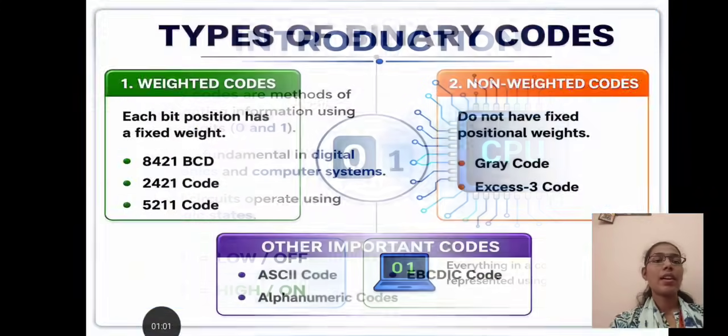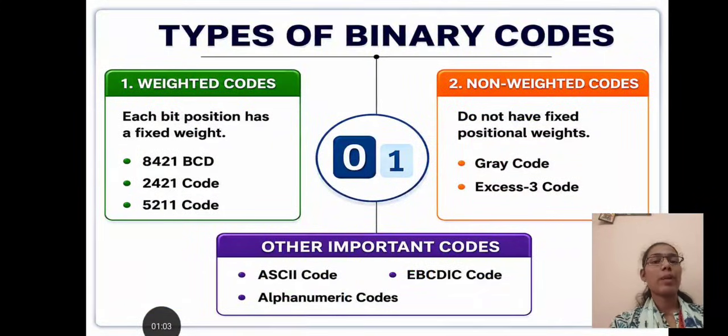Next, types of binary codes. There are two types: weighted codes and non-weighted codes. A weighted code means each bit position has a fixed weight. Non-weighted codes do not have fixed positional weights. So this is the difference between weighted and non-weighted codes. 8421 BCD and binary code are known as weighted codes, and gray code and excess-3 code are non-weighted codes. Different codes are designed for different digital computers. So these are the different types of binary codes.